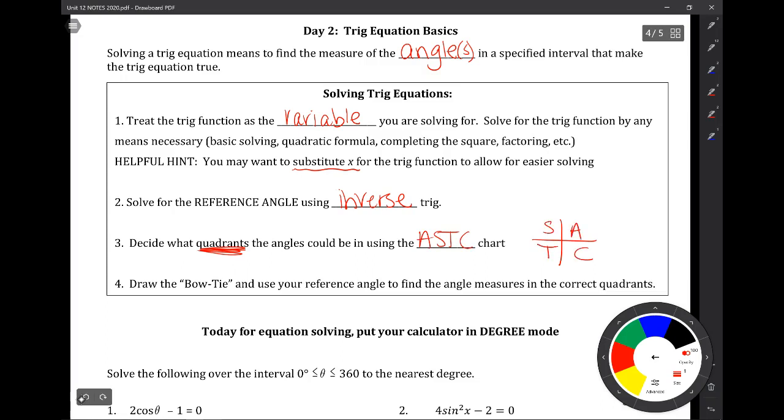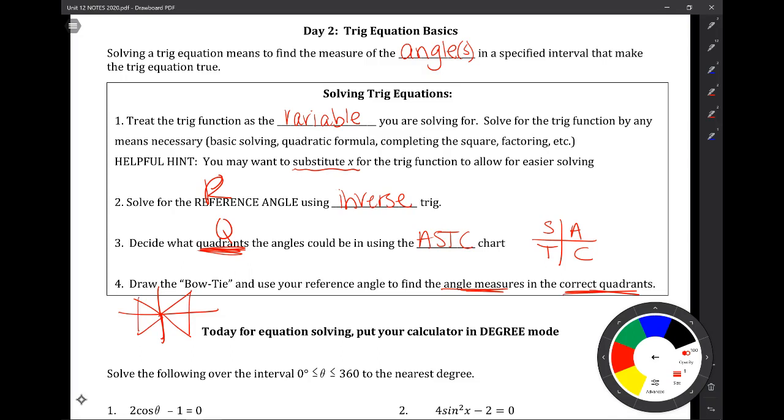ASTC. The A stands for all, the S stands for only when sine is positive, T is when tan is positive, and C is when cosine is positive. Sometimes we're only going to want the positive answer for sine. Sometimes we'll want positive and negative answers for sine, and that would mean we have 4 separate answers. So first we have to find the reference angle, what quadrant, and then we have to determine what our actual angle measures are in the correct quadrants that they fall in. So we're going to use that bow tie method. We have quadrant 1, 2, 3, 4, and we use our reference angles in each of the 4 quadrants, and it kind of makes that bow tie shape.